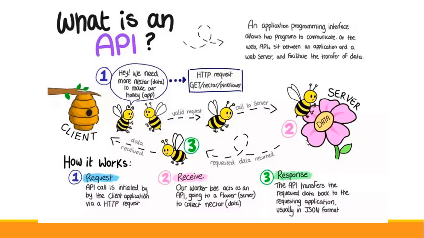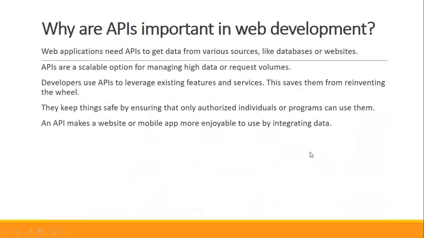Now, next, we'll understand why it is important in web development. A web application needs an API to get data from various sources like databases, other websites, other web applications, which are providing services to you, like maps, different kinds of components or libraries. So APIs are a scalable option for managing high data and request volumes. You don't need to handle all the things like architecture and machines. You just say, hey, I want it. Just send a request.